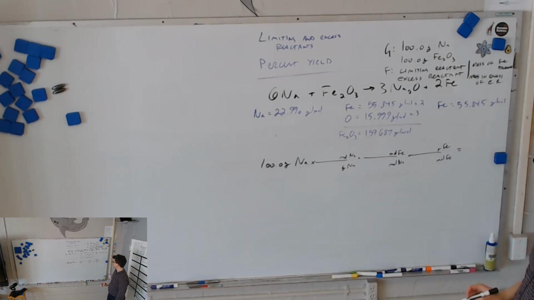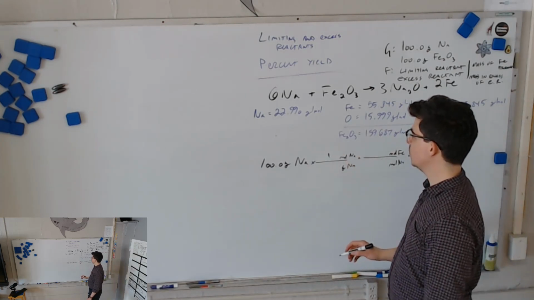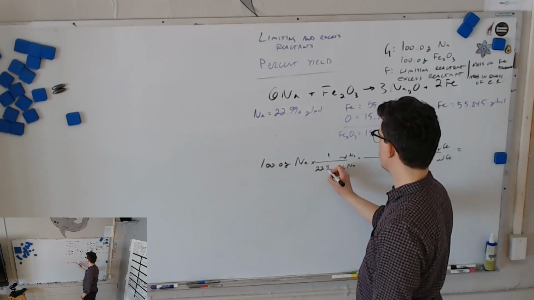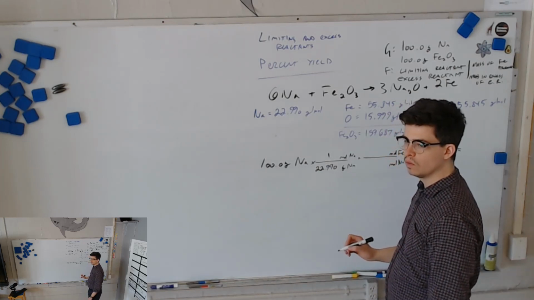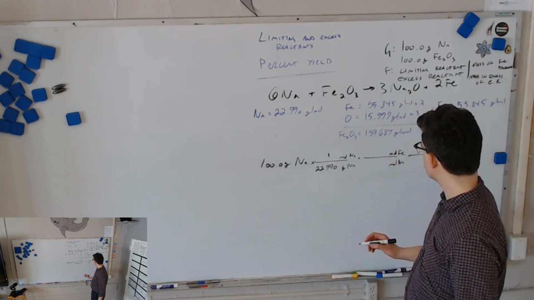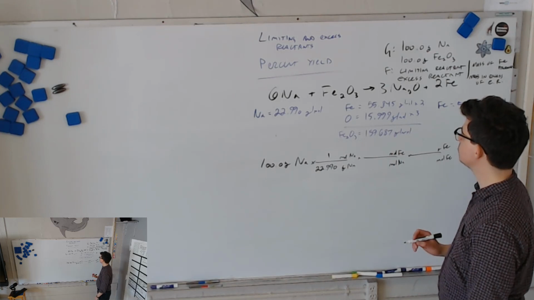Let's put in our numbers. In 1 mole of sodium, how many grams are there? 22.99. Yes, the molar mass. What's our mole ratio here?